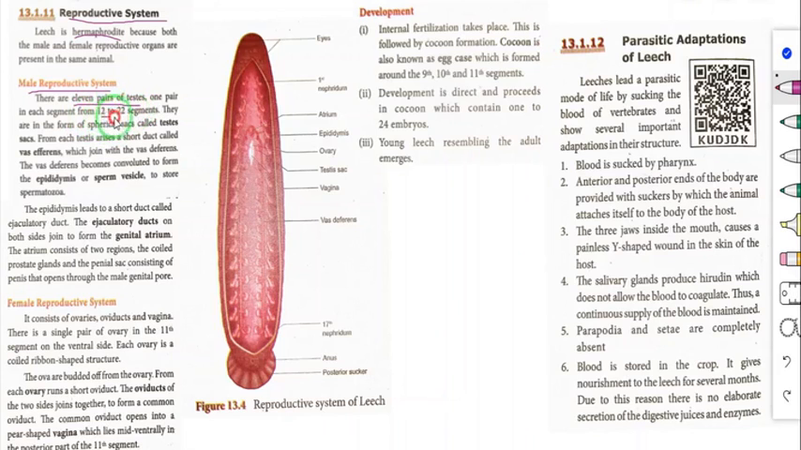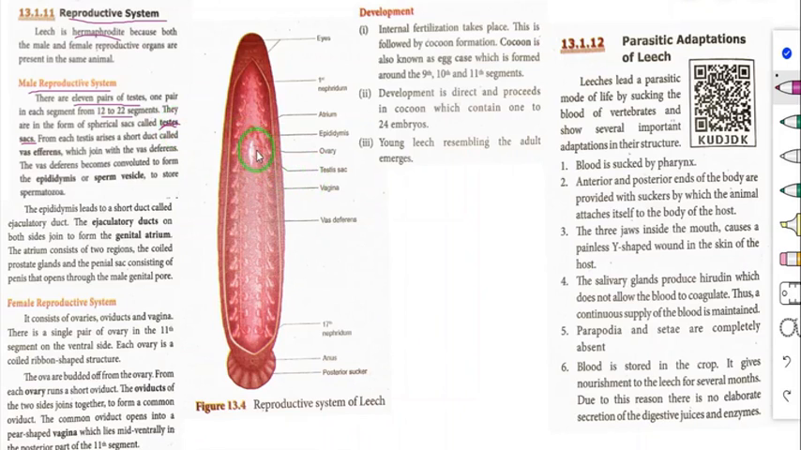So, it is present in 12 to 22 segments. They are in the form of spherical sacs called testes sacs. Okay, so it is in the form of a spherical sac, that is known as what? Testes sac. Understand, children? Testes sac. See here, testes sac. That is a spherical shape.